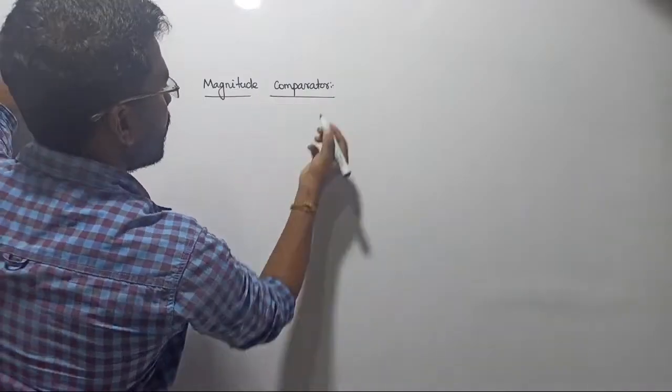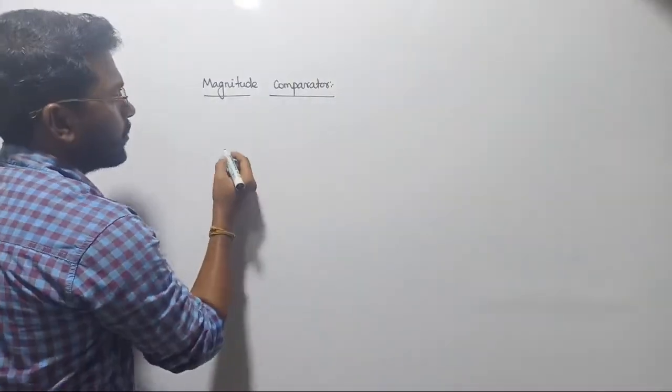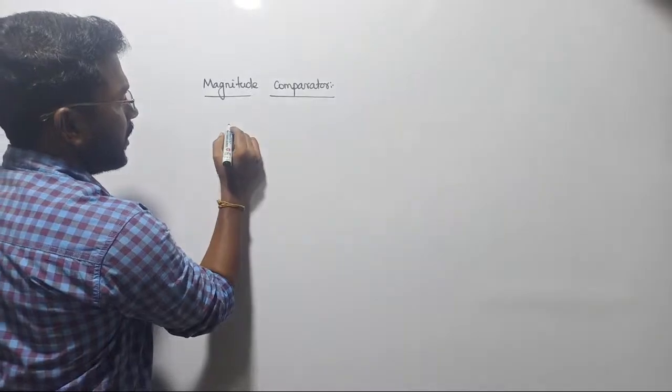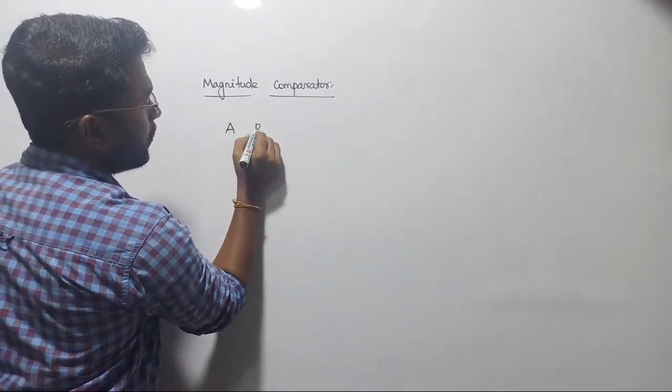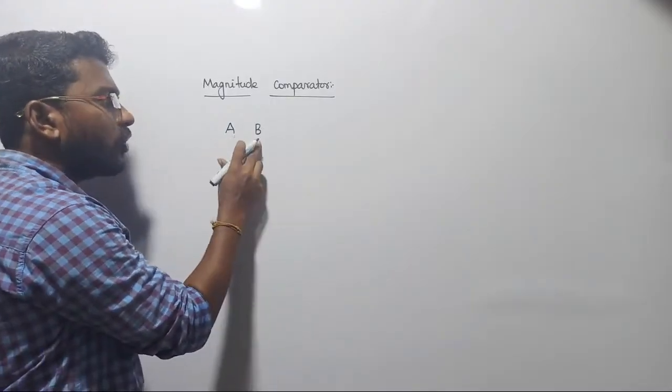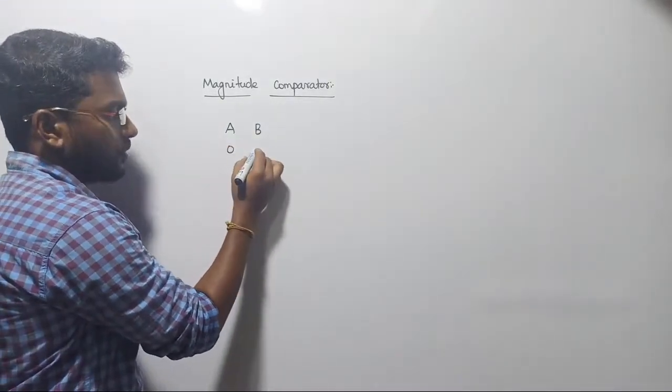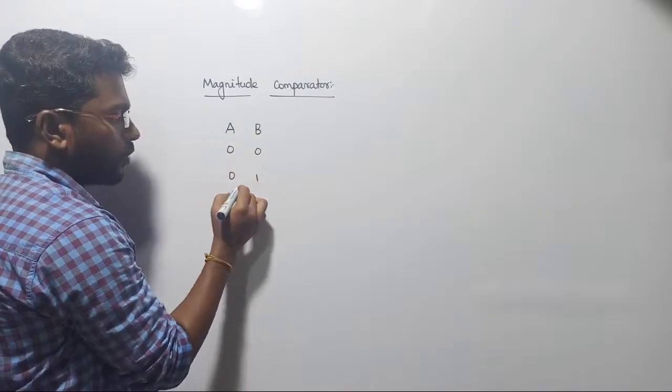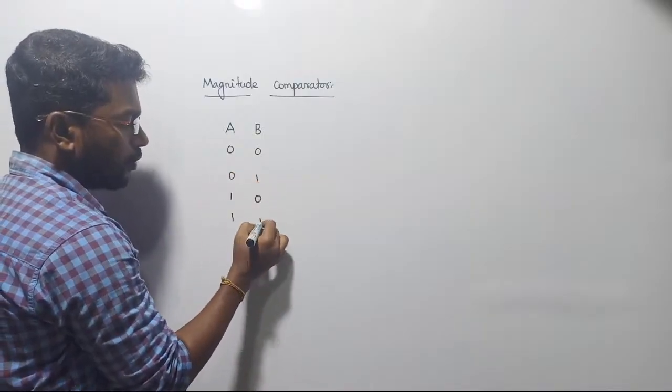Magnitude comparator. What is it going to do? Very simple. For example, let me select only 2 bits, A and B. Now there will be some certain code given to you. If you have AB, then there are 4 possibilities: 0 0, 0 1, 1 0, or 1 1.